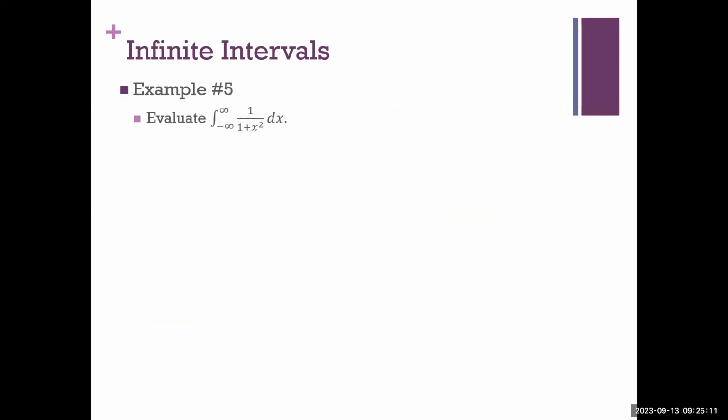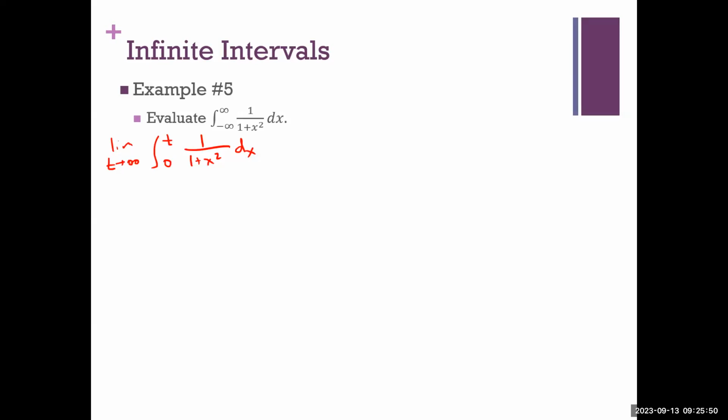What about this one? We're going to have to split this one in half again, right? You want to split it at 0, or should we do something else? 0 again? All right. So the limit as t goes to infinity of, let's do the positive side first, 0 to t of 1 over 1 plus x squared dx.